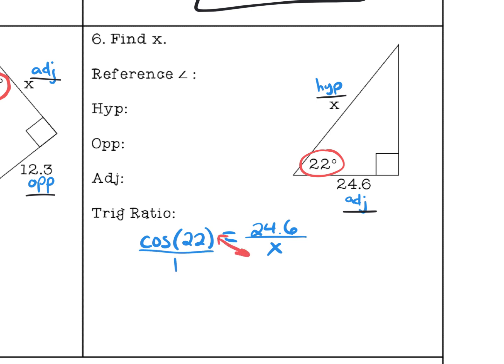Why? Because x is on the bottom. So we have x equals 26.5.